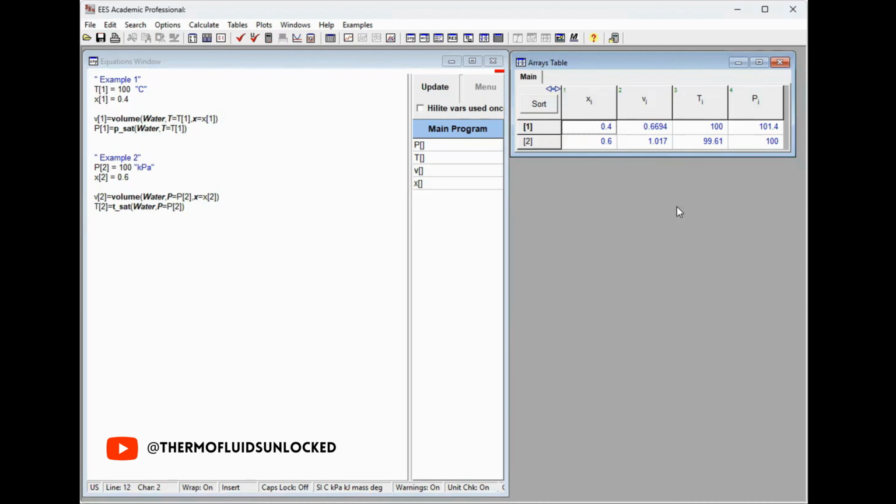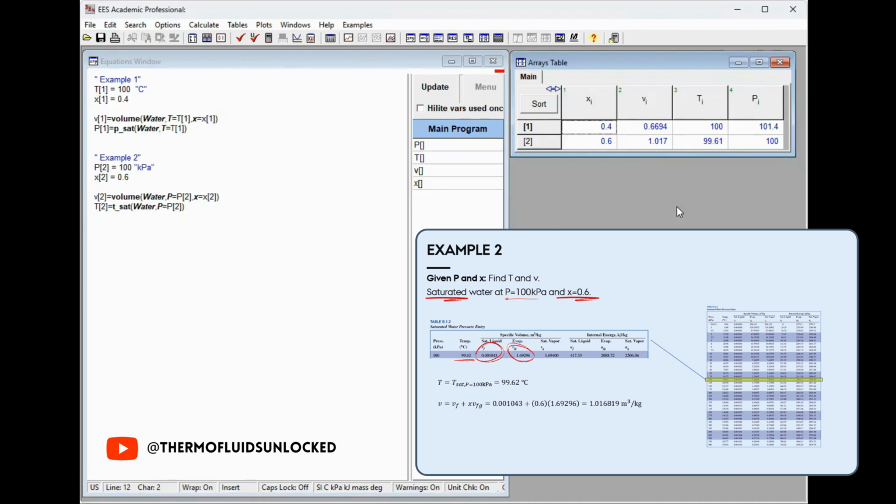Now let's look at the classic way of handling this. I go to the thermodynamic table. As it's saturated, I look at the saturated water, but I can go with the pressure entry to make things simple. At 100 kilopascal, I have the Tsat equal to 99.62, which you can see is similar to what EES gave us. And I use the same averaging formula to calculate the effective specific volume for the mixture for this quality of 0.6. And the answer is really close to what EES gave us.